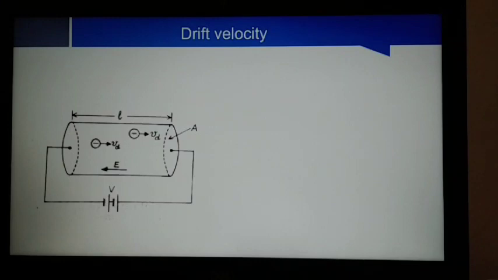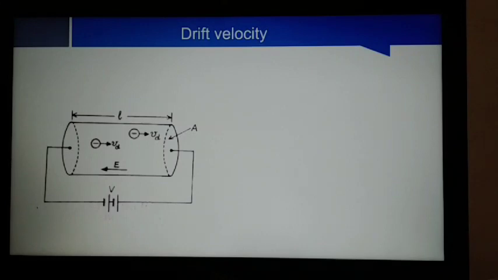Note it down. The ends of the conducting wire are connected to a cell of potential V. So a potential difference will be there between the ends of that conductor, and from the positive end to the negative end, an electric field is generated. As a result of that electric field, electrons will experience a force. What is the amount of force there?